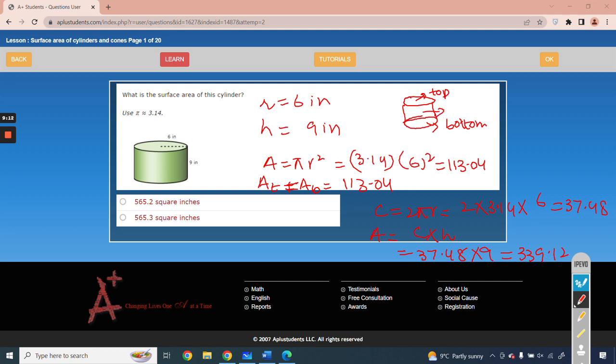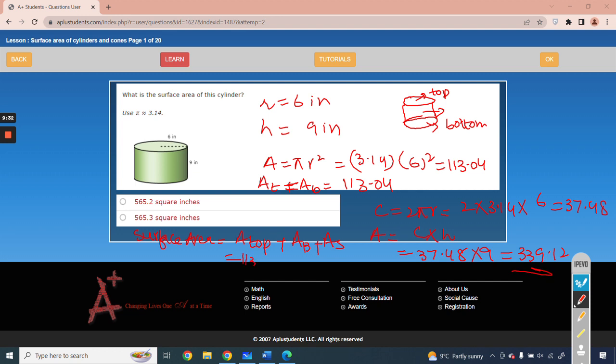You have to add up all the areas to calculate the complete area. For the surface area, let me just write down here. We have to add area of top, area of bottom, and the area of the side. That would be the one we just calculated.